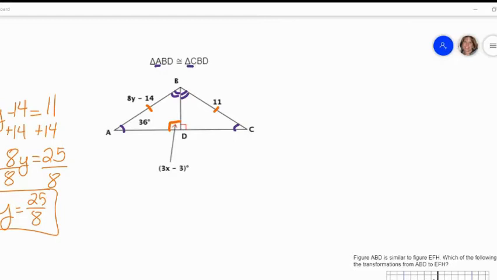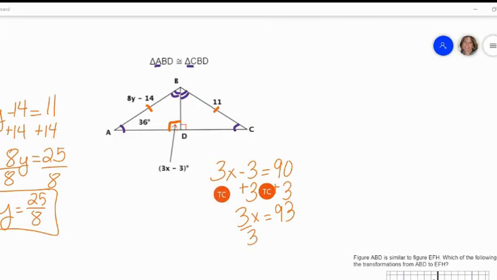Yep, okay, cool. All right, and then for x, of course, you set that one equal to the 90 because that's equal to that angle, right? And so plus 3 plus 3, so 3x equals 93. At least this one's okay, right? 31? Those are numbers I can do in my head, I guess.